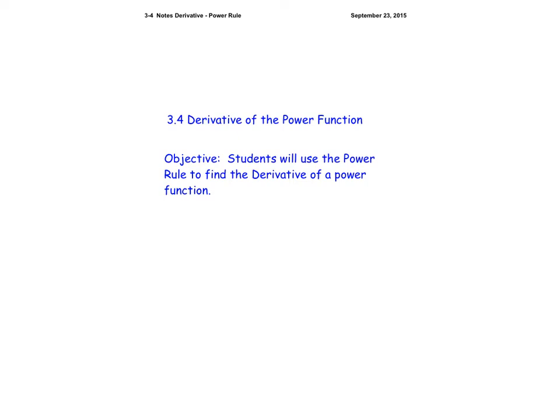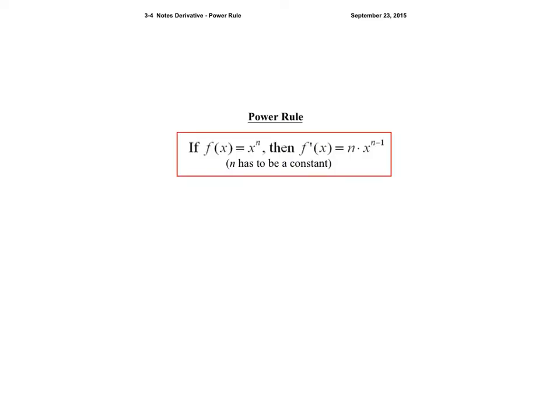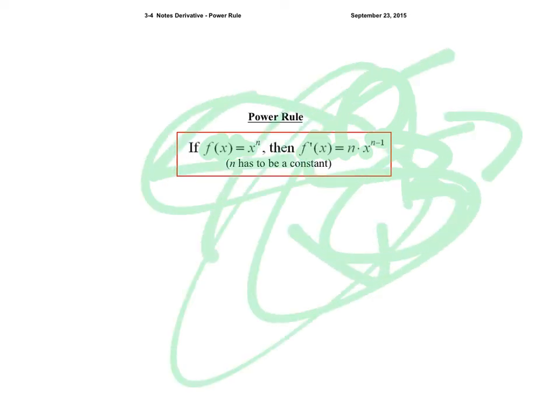Now we get to learn the power rule that we're going to be talking about. Students will use the power rule to find the derivative of a power function. So the power rule is this. Let's say f of x equals x to the n power. Then the derivative is n times x to the n minus 1. You take that n, put it right there, subtract 1 from it, and then good things will happen.